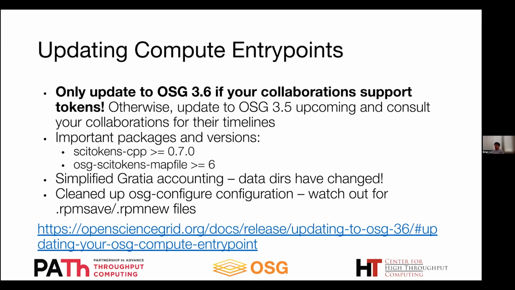In OSG 3.6, you'll also see simplified Gratia accounting on the CE. Previously, the Gratia probe would run as root, and depending on your batch system, it may need read access to your Slurm database or something like that. Instead, now the Gratia probe runs as a cron under Condor. So it's run as an unprivileged user, and it parses the Condor-CE history files to determine the accounting records. So we have specific documentation about how to make sure that's set up correctly, but please be aware of that.